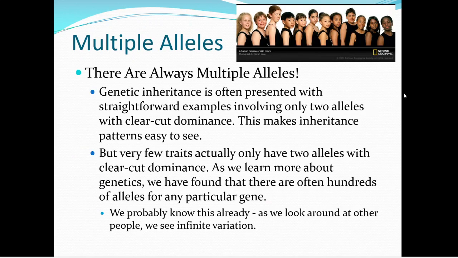All right. There are always multiple alleles. Genetic inheritance is often represented with straightforward examples involving 2 alleles with clear-cut dominance, and it's not always the same. This makes inheritance patterns easy to see, but very few traits actually only have 2 alleles with clear-cut dominance. As we learn more about genetics, we have found that there are often hundreds of alleles for a particular gene, and we probably already know this, but as we look around each other, we see infinite variation.